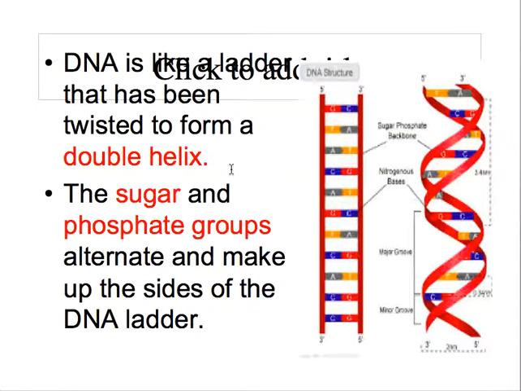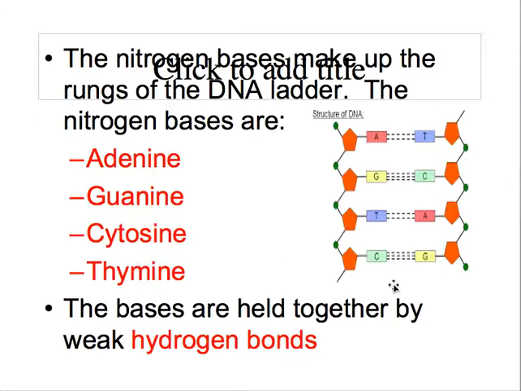So the sugar and phosphate, remember each nucleotide has a sugar and a phosphate, is going to make up these rails on the side. So the rails are going to be sugar, phosphate, sugar, phosphate, sugar, phosphate, all the way down. So they are alternating sugar and phosphate groups. So that is what's making up the sides of the DNA. And the rungs are going to be made up of our nitrogen bases.